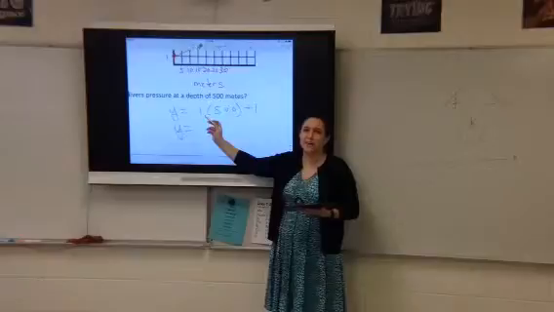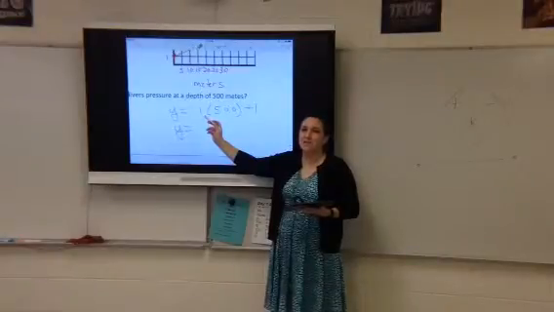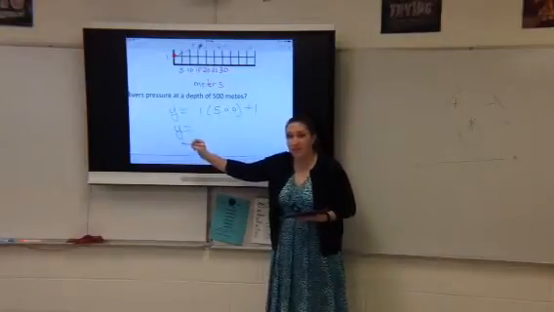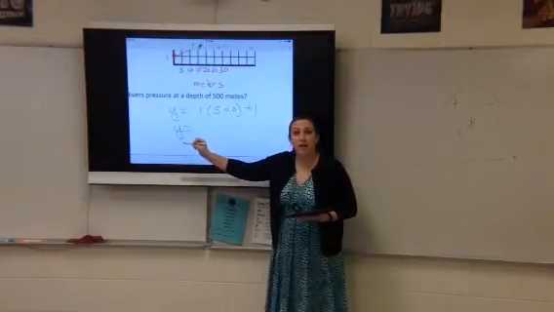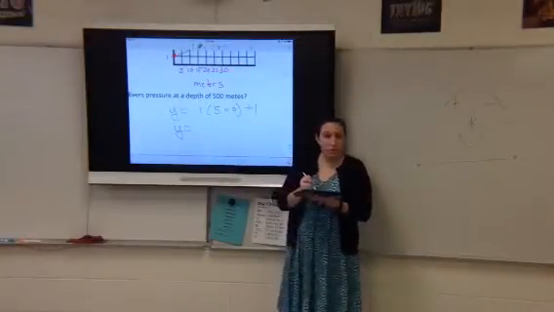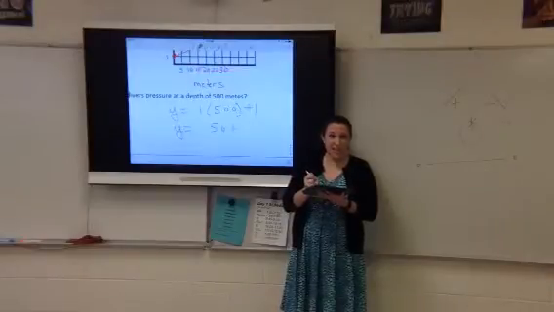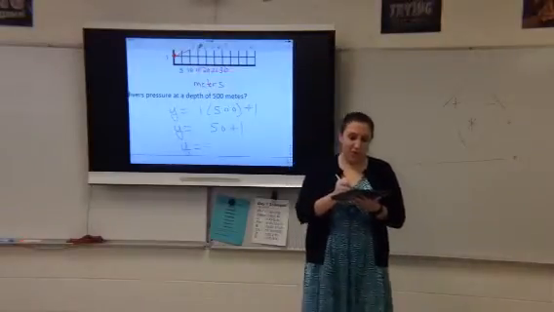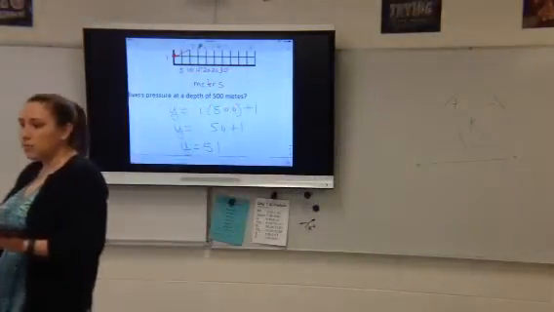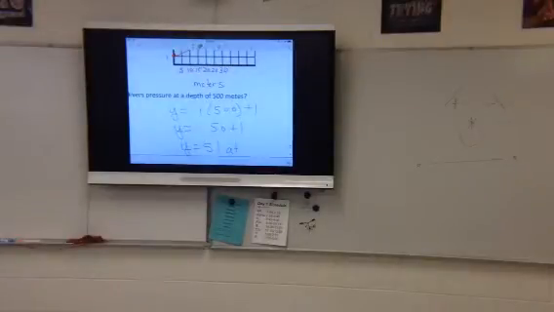All right, so what happens when we take 500 times 0.1? It's going to be rough, I'm afraid. What happens? 500 times 0.1 is? 50, right? One decimal, bring it in one. So it's just 50 plus 1. So we end up with 51 what? What are we talking about? What's Y? ATMs. Okay, ATMs. So at 500 meters down, the pressure on your body is 51 ATMs. That's what that means.